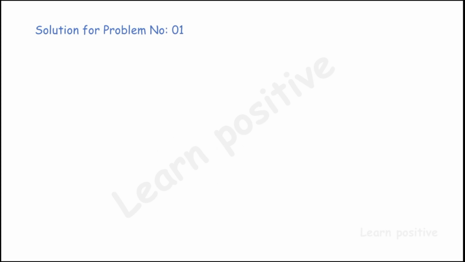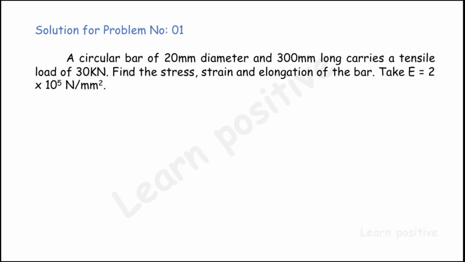Today, solution for problem number 1. I am going to read the full question first and then I will explain one by one. A circular bar of 20 mm diameter and 300 mm long carries a tensile load of 30 kilonewton. Find the stress, strain and elongation of the bar. Take Young's modulus E equal to 2 into 10 to the power of 5 Newton per mm square. So this is the question.